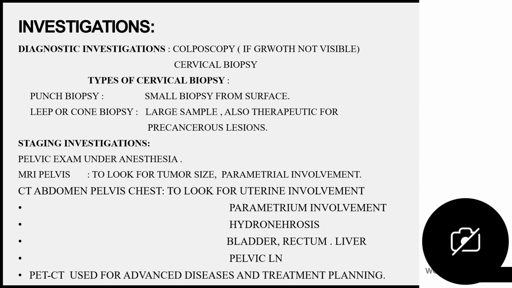Investigations include diagnostic investigations that include colposcopy and cervical biopsy. Colposcopy is done if there is no growth visible on the cervix on clinical examination. And for cervical biopsy, there are two types. Punch biopsy, in which we take a small biopsy from the surface, and the LEEP or cone biopsy, in which a large sample is taken, also therapeutic for precancerous lesions.